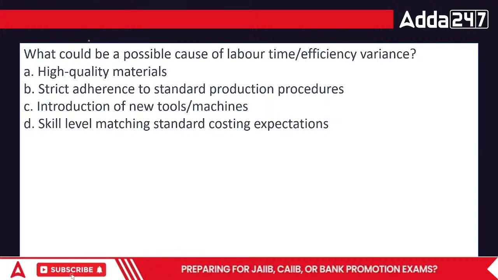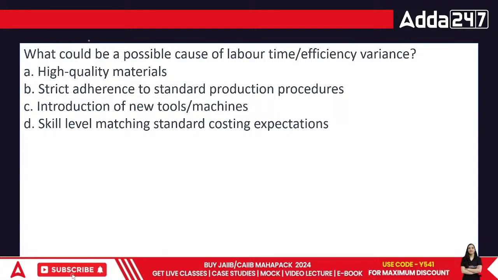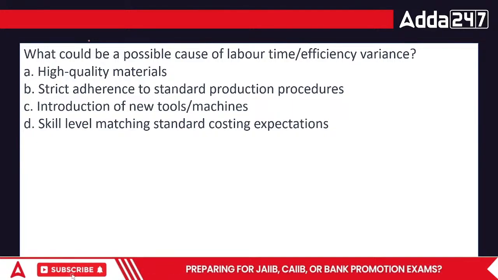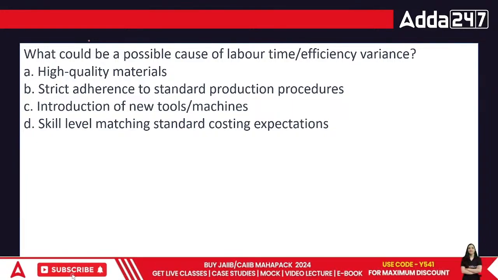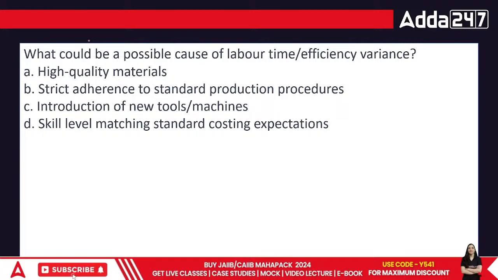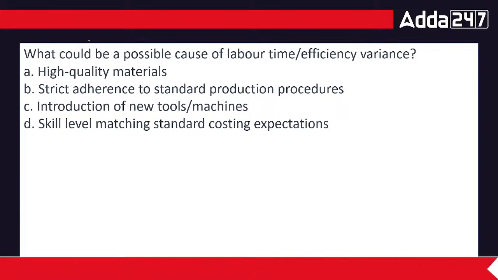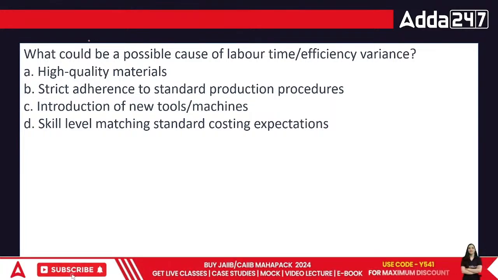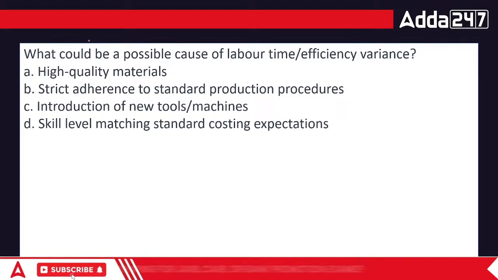This is what could be the possible cause of labor time or efficiency variance. When we talk about labor time and efficiency variance, the options are: high quality material, strict adherence to standard production procedures, or introduction of new tools or machines, or skill level matching standard costing expectations. So, what would be the answer? Labor time and efficiency.